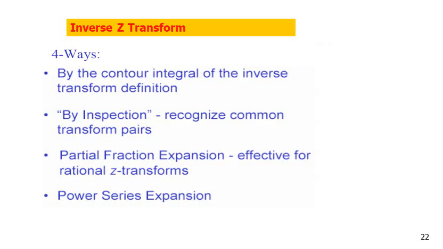The second one, which is by inspection, we already have seen it, because we have seen that if we have a Z transform like 1 over 1 minus a z^(-1), we know by inspection that its inverse Z transform should be a^n u[n]. So we just recognize the common Z transform pairs and then go from the Z domain to the time domain. The last two are the ones that we would discuss now. We will start with the power series expansion, and then in the last we will discuss the partial fraction expansion.